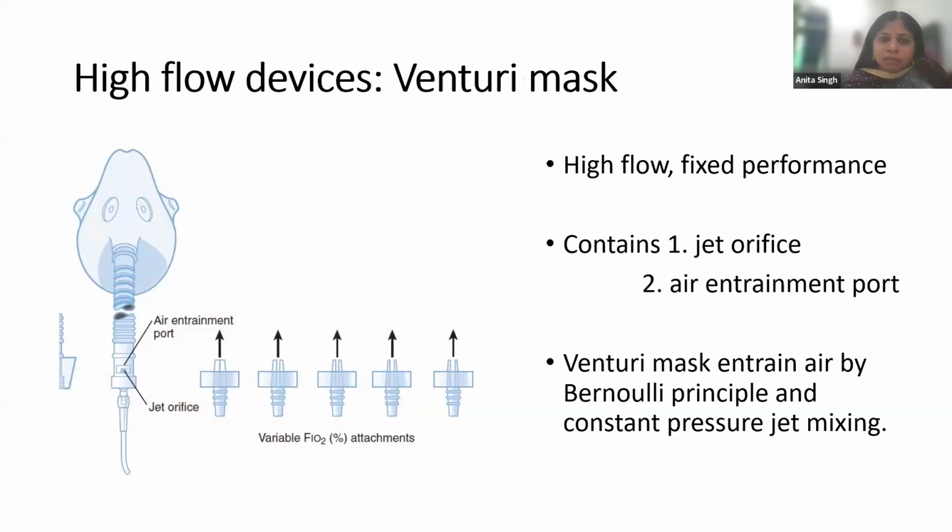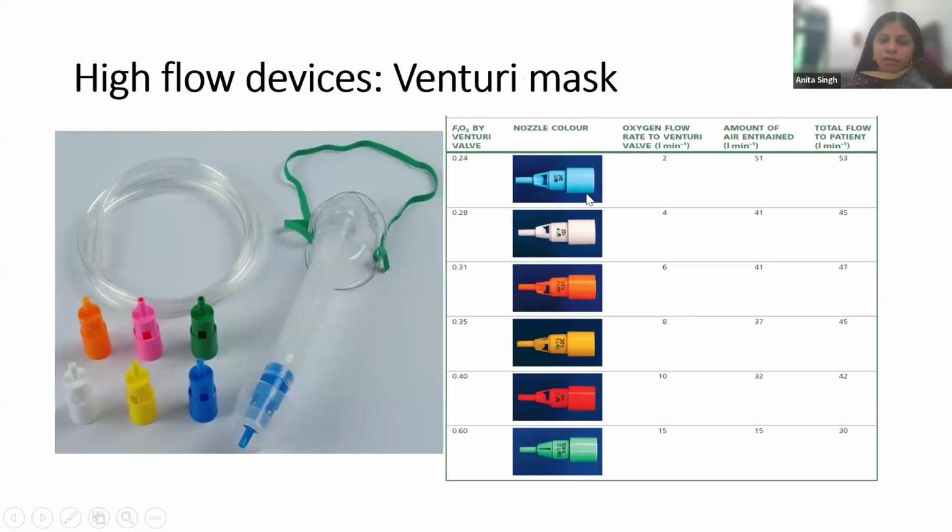These are other high flow devices, the Venturi system. The Venturi system gives high flow and fixed performance. It contains one jet, and it has two entrainment ports. The Venturi mask, by virtue of air entrainment and Bernoulli's principle, provides a very high flow, and there are color-coded Venturi connections which give different FiO2s. So these are also important ones which are used in pediatrics.